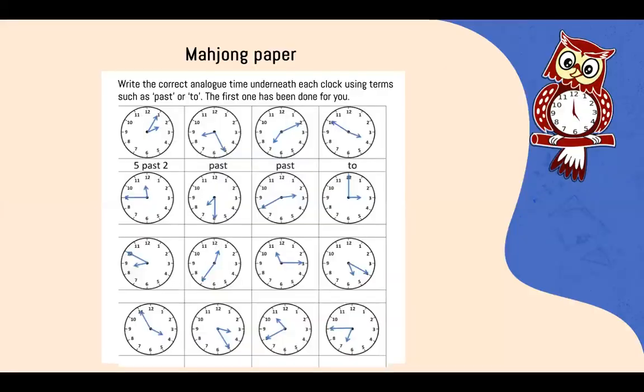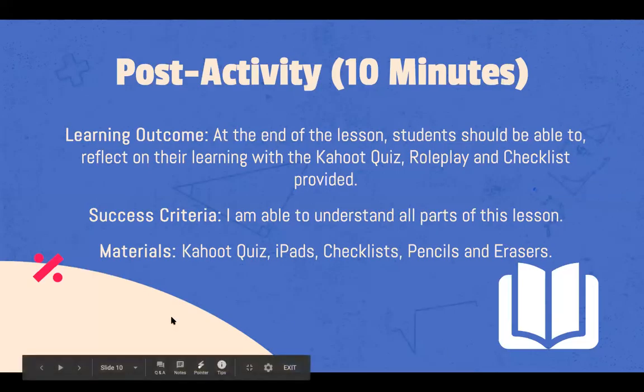Next, this is the mahjong paper which will be provided to students where they will need to write the correct analog time underneath each clock using terms such as past or to. I would now be passing the next slide to Angeline.